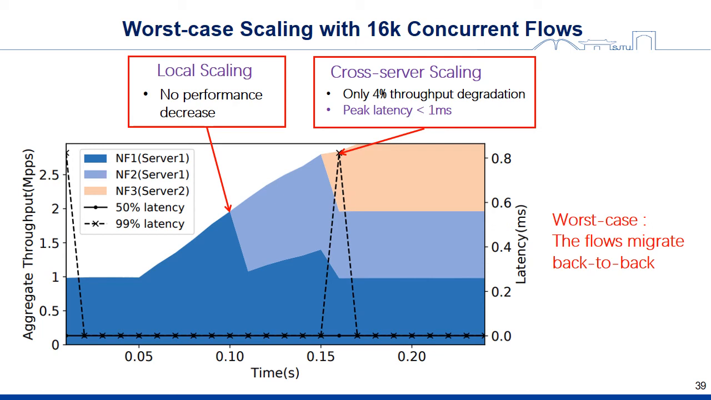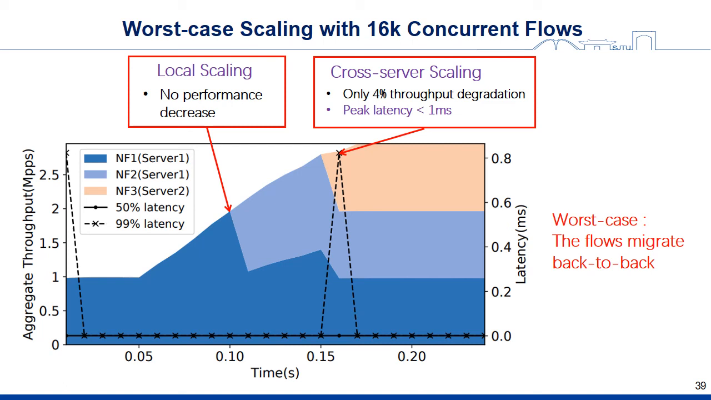To generate worst-case traffic, we minimize the flow locality. We generate packets from the flow pool in a round-robin fashion, so that the flows migrate back-to-back. In this case, the flows are migrated intensively when a new instance starts. In this experiment, we test both local scaling and cross-server scaling. Initially, there is only one NAT instance running on server 1, and the packet sending rate is 1 Mbps. We then gradually increase the packet sending rate and scale out when an instance is about to overload.